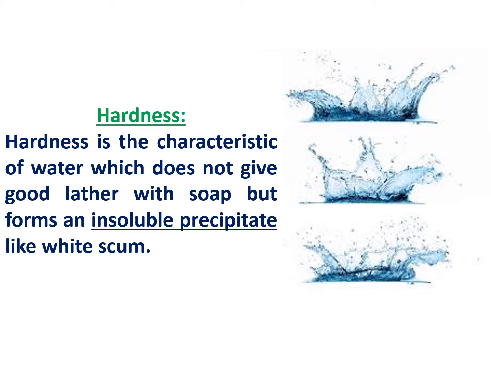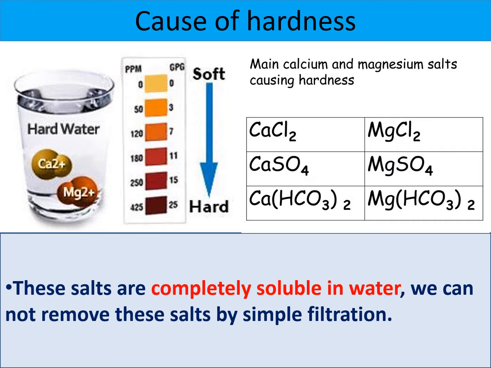Hardness is the characteristic of water which does not give good lather when it interacts with soap. Instead of good lather, it produces white scum, an insoluble precipitate. It is mainly because of six salts of calcium and magnesium: calcium chloride, calcium sulfide, calcium bicarbonate, magnesium chloride, magnesium sulfide, and magnesium bicarbonate. These six salts are completely dissolved in the water. That's why it's creating a problem.